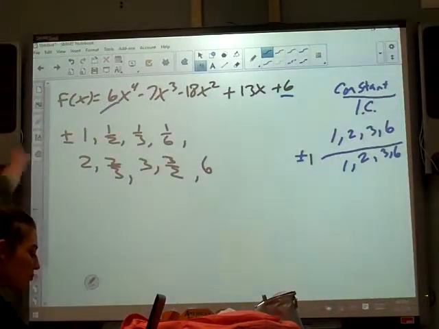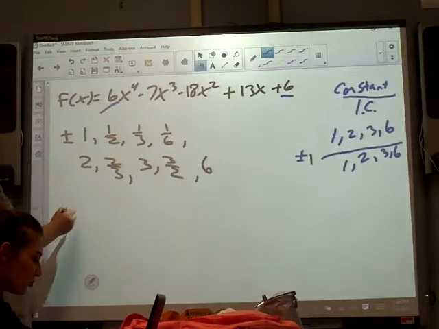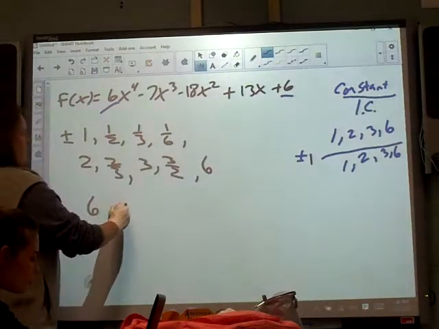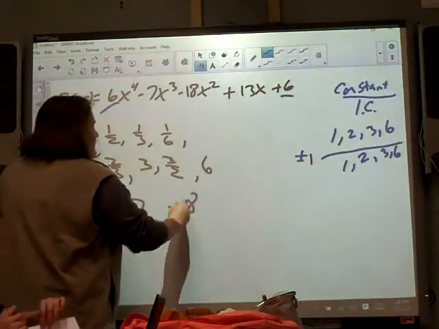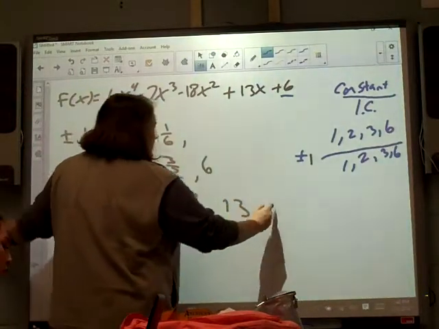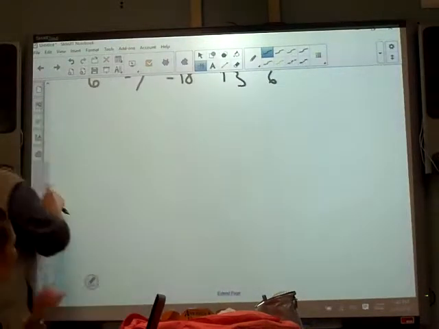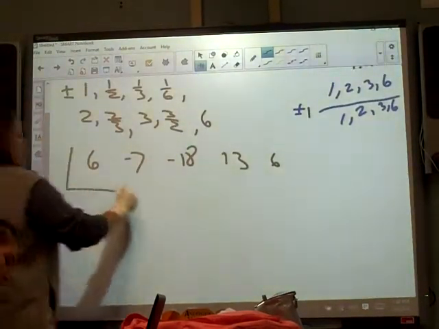Okay? Alright, so I'm going to set my stuff up, and then I'll scroll it up so we can all see it, and we'll just start trial and error and see what happens. What will we be looking for? How will we know if we picked a good one? A 0. Very good, Mason. Have a 0 in that remainder. Hot dog. 6x to the 4th, negative 7x cubed, negative 18x squared, 13x, and 6. Still be able to see the numbers there.